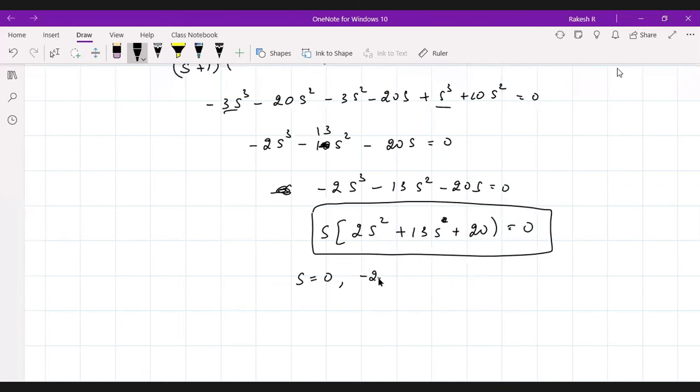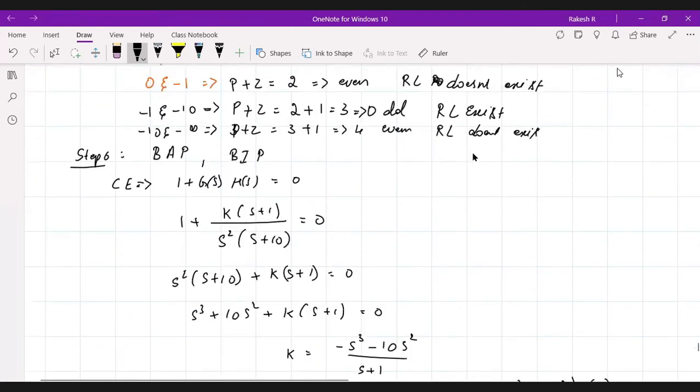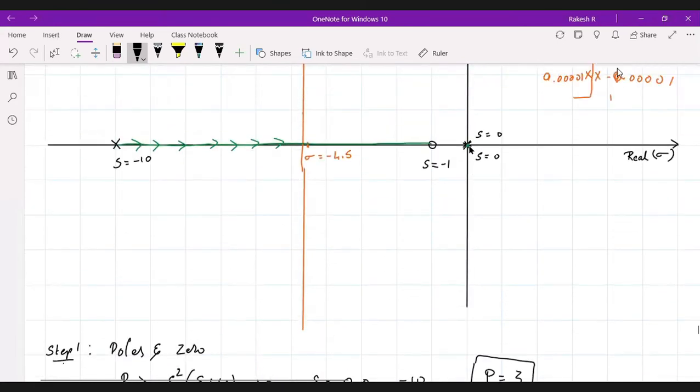Yeah, minus 2.5 and minus 4 here, right? So these are the roots where we need to find out whether we have a valid breakaway or break-in point here, right? So we shall see these three in the S plane. First is S equals 0. See here, S equals 0. We have a break, S equals 0 and S equals 0. So this is a valid breakaway point.